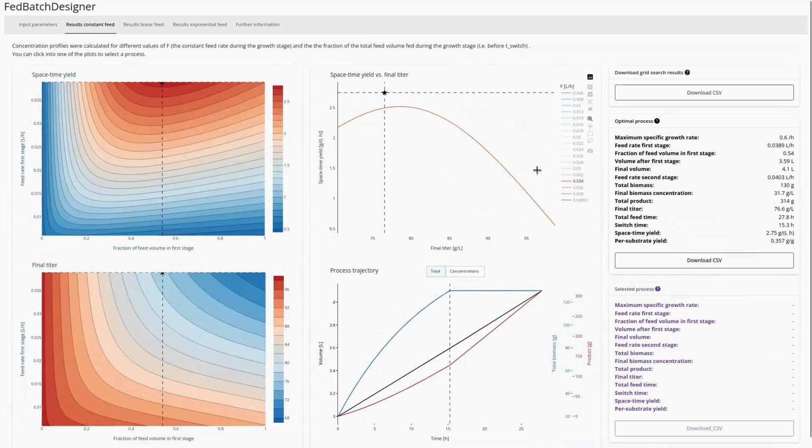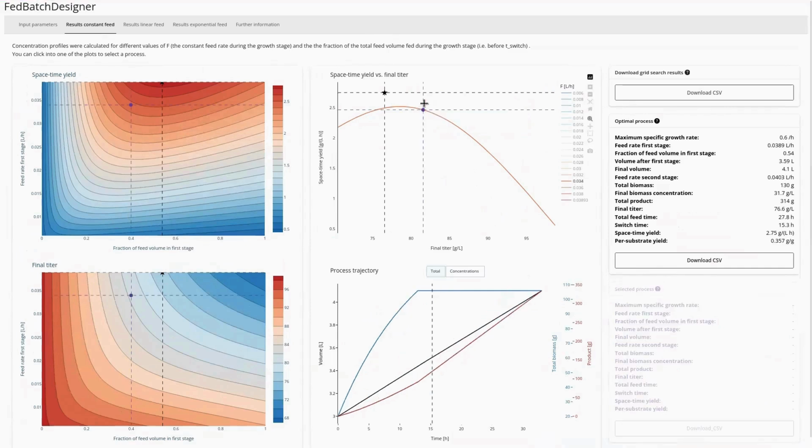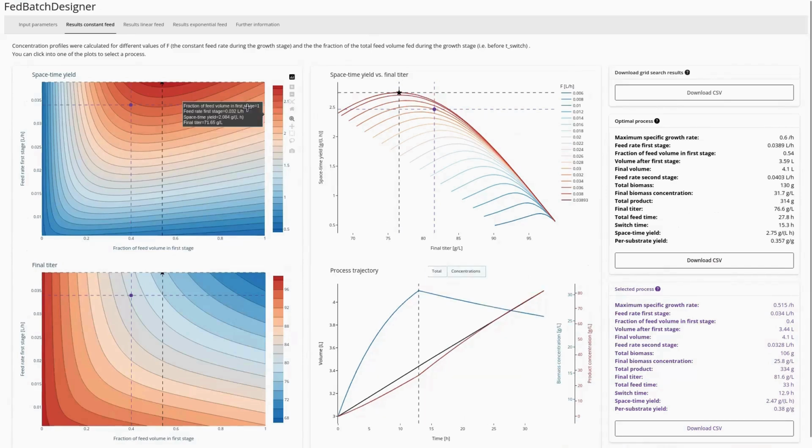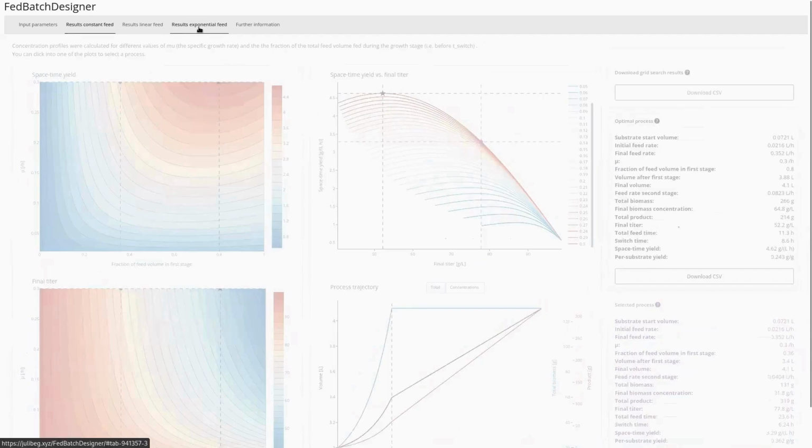And now we can look along this line for the corresponding process to our L-Valine case study, which reached a titer of approximately 80 and a space-time yield of around 2.4 gram per liter per hour. In the bottom right table, we can see the selected process, and it fits quite nicely to the values reported in the paper. So within this L-Valine case study, we were able to also design an exponential two-stage fed batch process.